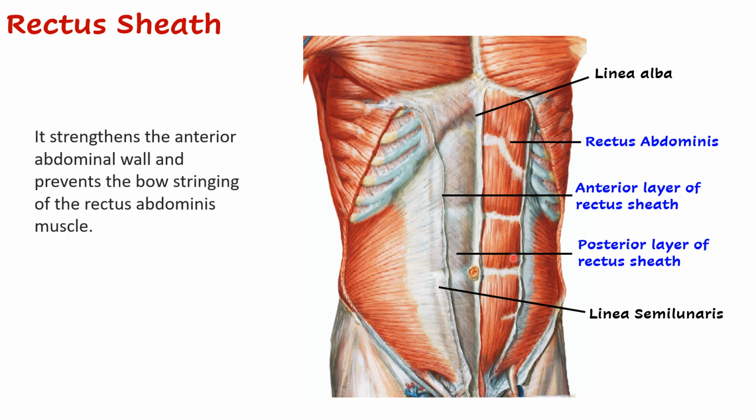What is the function of the rectus sheath? It strengthens the anterior abdominal wall and it also prevents the bowstringing of the rectus abdominis muscle when it is used for flexion of the trunk.